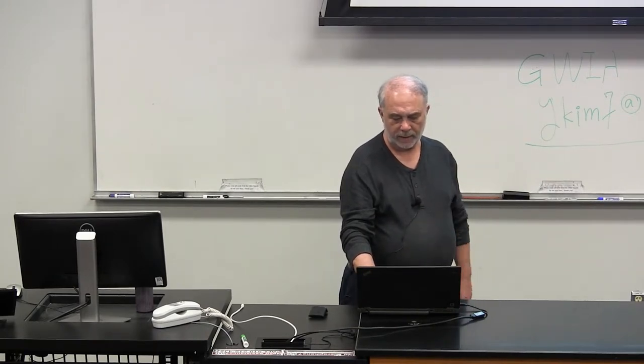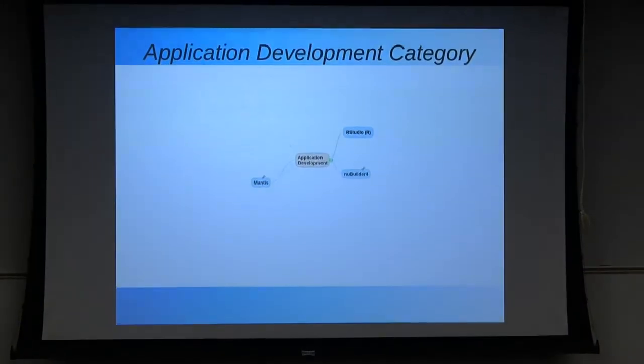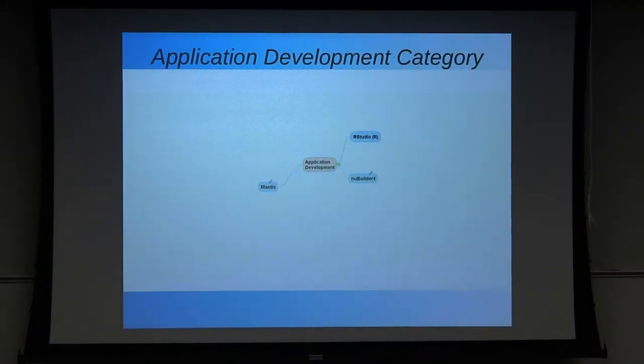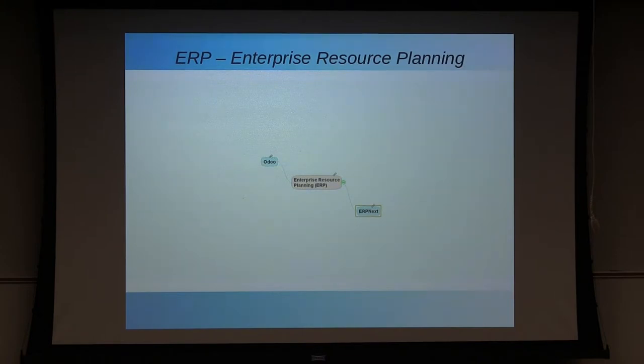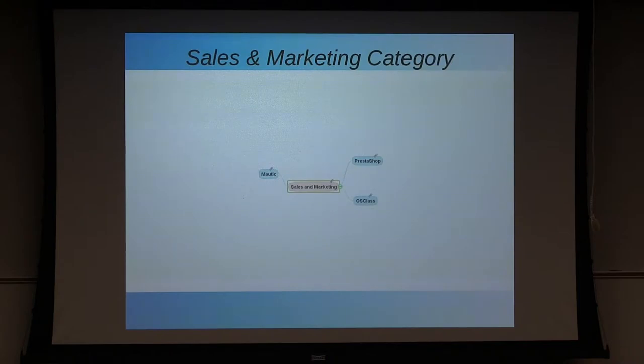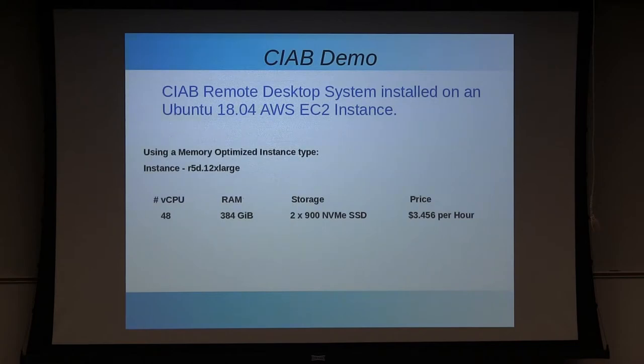I'll just run through these real quick. For application development, it's RStudio, the R language for scientific and statistical work. Mantis is a bug tracker. New Builder 4 is a GUI-based, basic application development environment to build SQL applications. Enterprise Resource Planning: ERP Next and Odoo. Again, I'll just run through these because you'll have the slides and can look at them later.